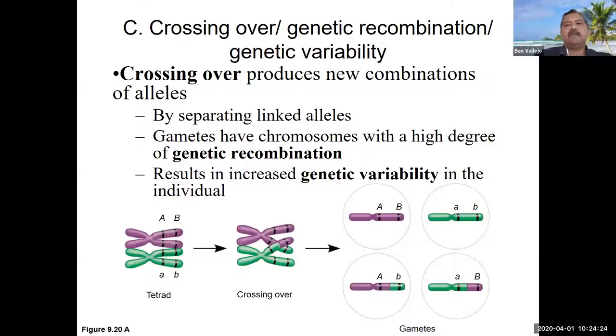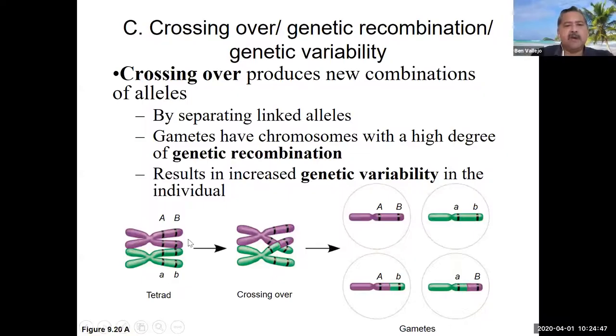Alrighty, I'll remind you, as we studied meiosis, we learned about crossing over and different ways of producing new combinations of alleles to increase genetic variability. One way of increasing genetic variability is by increasing the percentage of genetic recombination. You can see here what's happening.